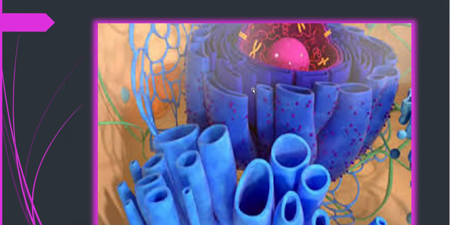A network of membranous tubules within the cytoplasm of a eukaryotic cell, continuous with the nuclear membrane, is called the endoplasmic reticulum. K. R. Porter, Keith Robert Porter, was a Canadian American biologist. He discovered the endoplasmic reticulum in 1945 and named it in 1953.